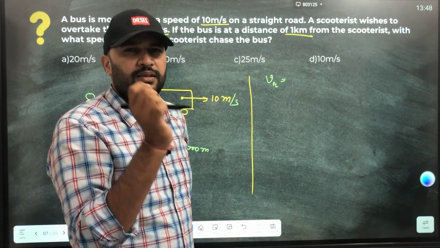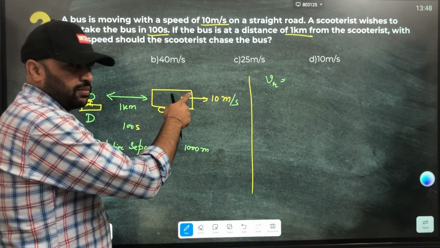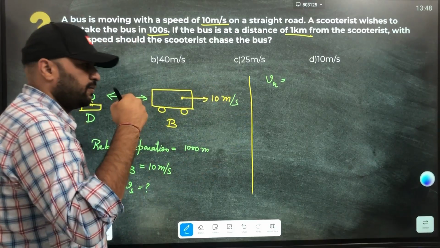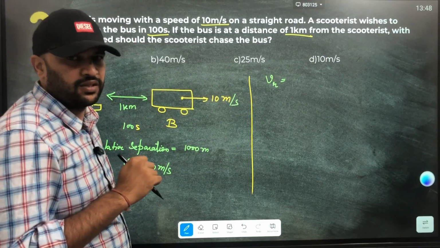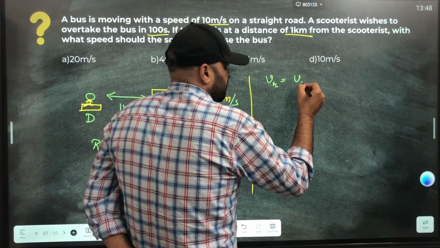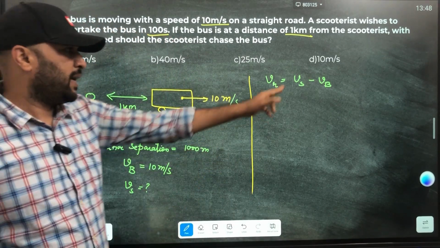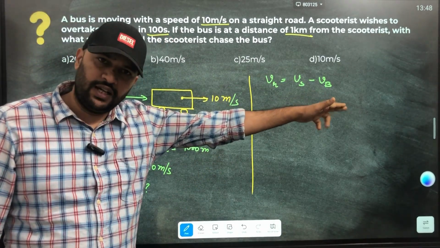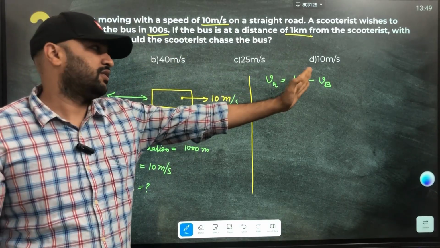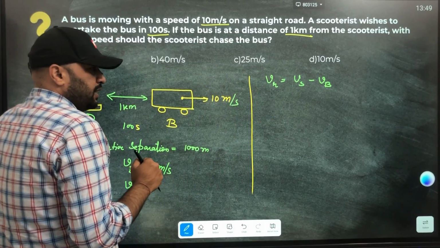Now, let's take a very simple realistic example. If I want to go and overtake this bus, my velocity should be greater than the velocity of the bus or less than the velocity of the bus? Sir, obviously you have to overtake, so you should be higher. So velocity of scooterist minus velocity of bus. Be very careful with this, right? Sir, why minus? Both are pointing in the same direction, right? If two objects are moving in the same direction, their relative velocity is VA minus VB, correct? Okay, so this is the relative velocity between the scooterist and the bus.